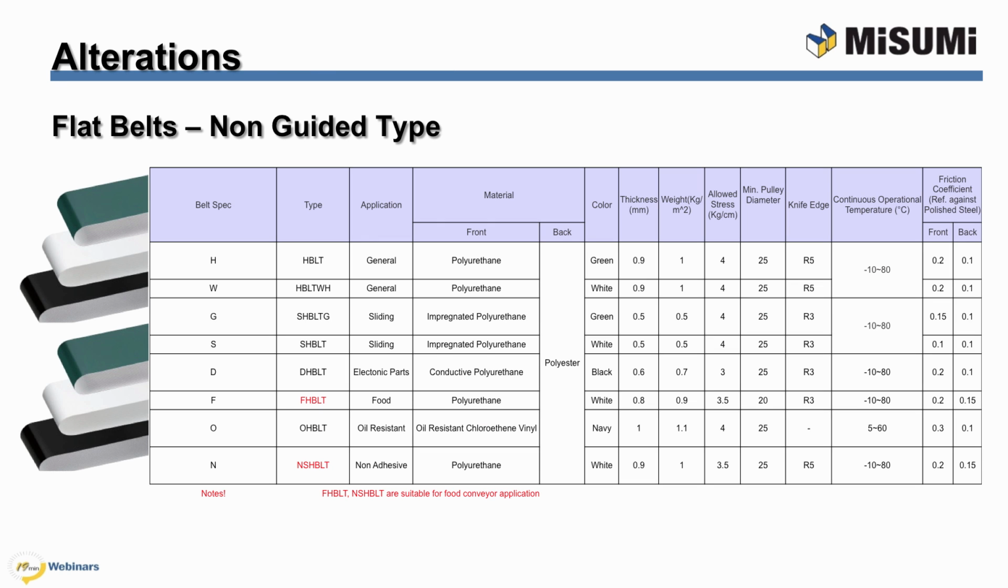Let's explore the belt options. This belt is used for general use and is offered in two color variations, green or white. Both of these belts have the same exact specification. Also offered is a belt for sliding application in two color variations. As we can see, the friction coefficient of these belts are the lowest belts we offer. MISUMI also offers anti-static belt for conveying electronic components, food grade, oil resistant, and a non-adhesive belt type.